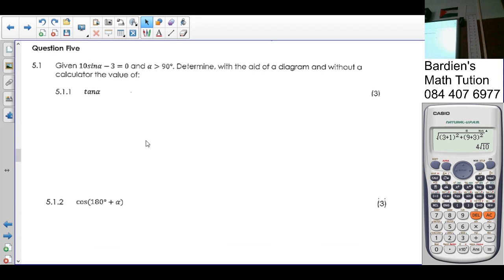People, question 5. We are given 10 sine alpha minus 3 is equal to 0, where alpha is greater than 90, which means to say it is not in the first quadrant. Alright, so we determine with the aid of a diagram. So we make sine alpha the subject of the formula. We take 3 over, then divided by 10.